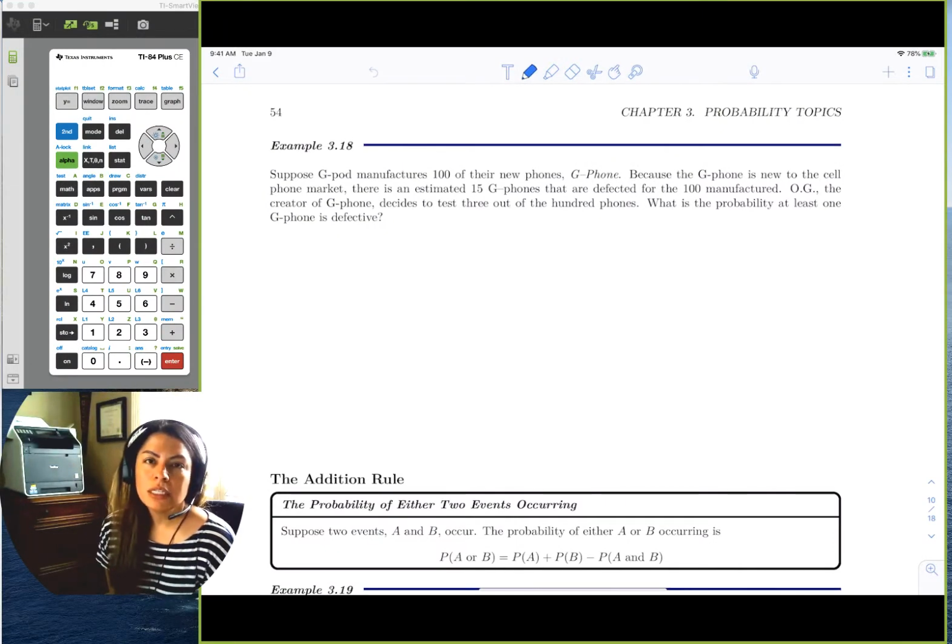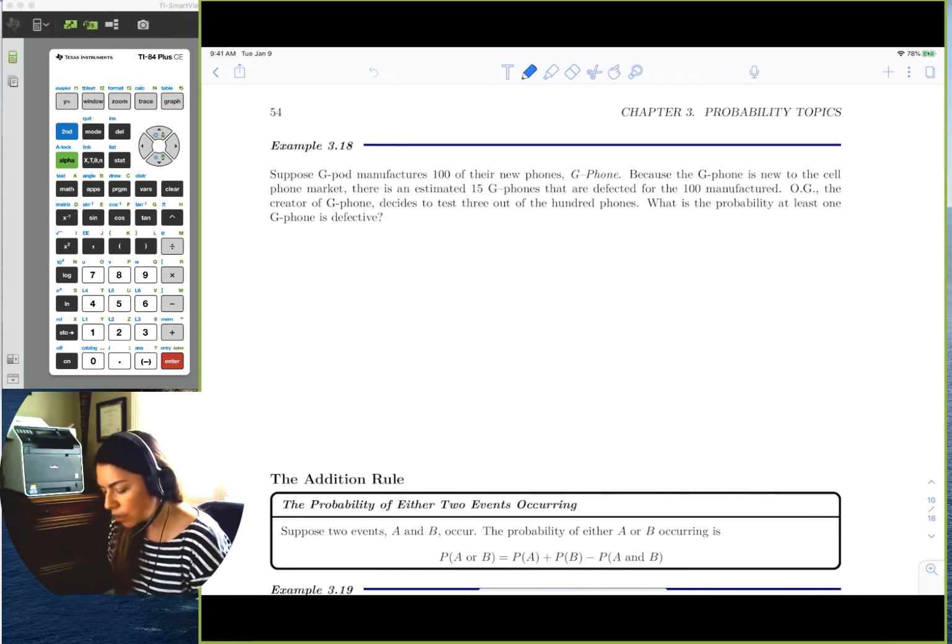Hi. So in this example, we're going to put a few of the probability rules together. I really like this one, and it shows you the depth and how challenging these probability problems can get. Okay, so let's go ahead and start.